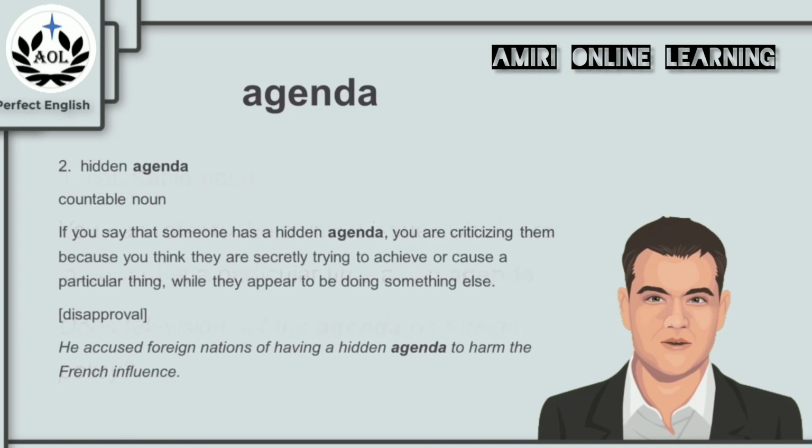And there is an interesting phrase we use with agenda, and that is hidden agenda. It is a countable noun as well. If you say that someone has a hidden agenda, you are criticizing them because you think they are secretly trying to achieve or cause a particular thing while they appear to be doing something else. So it is kind of deceiving the public. And this is a negative word we use to show our disapproval. For example, he accused foreign nations of having a hidden agenda to harm the French influence.